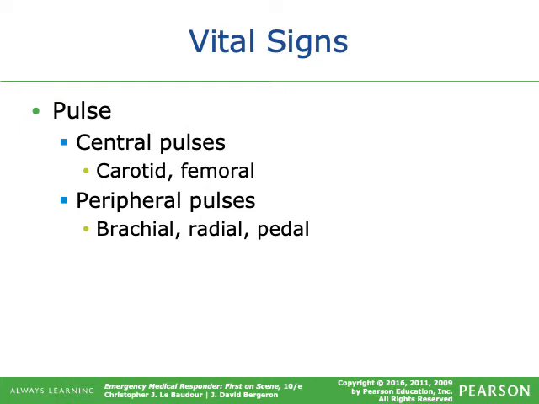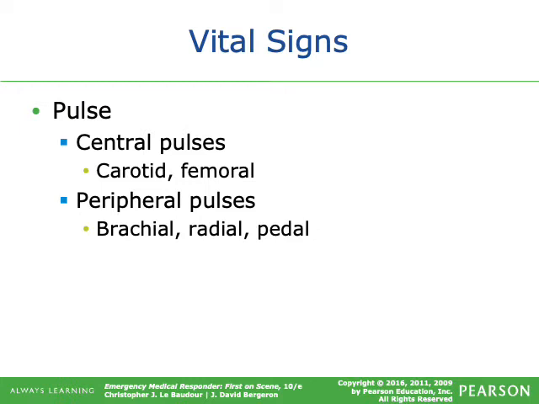Different pulse points are central pulses, which include your carotid. That's on the side of your neck. That's where you check a pulse in an unresponsive patient that you suspect might be in cardiac arrest. Or femoral. That's a less common pulse, especially for people in the field, because most of the time individuals have clothes on, and the femoral pulse is not exactly the most accessible pulse point. It's one of the best ones to check, though. If you know where it's at and you're able to appropriately access it, it's great.